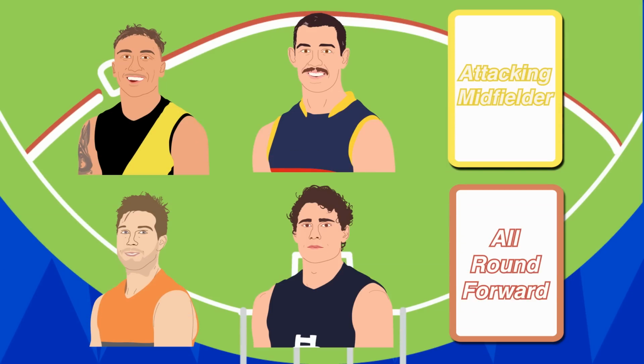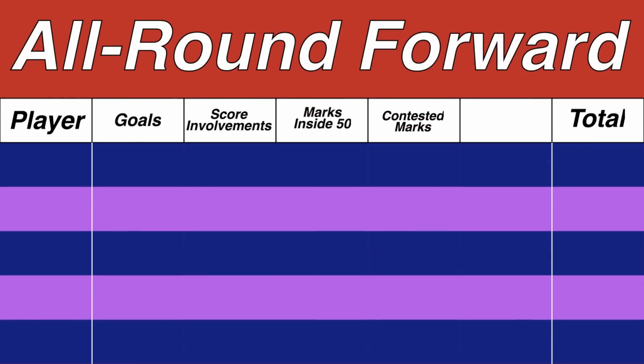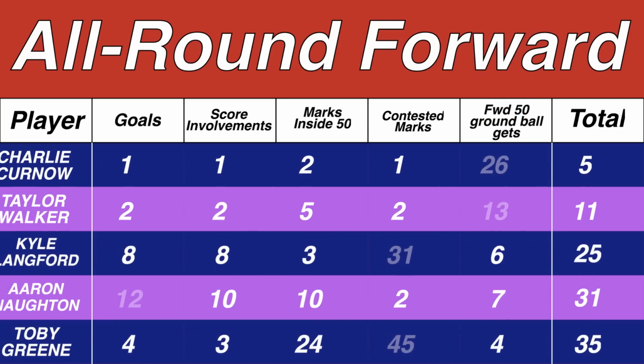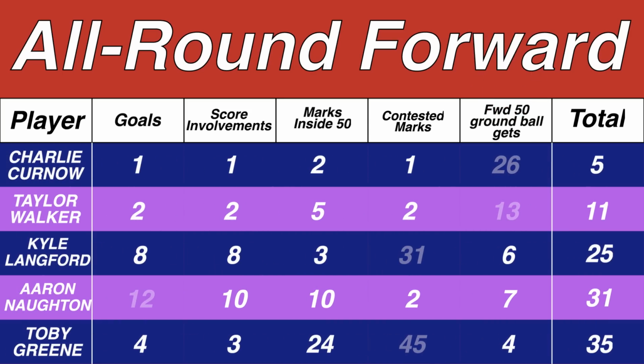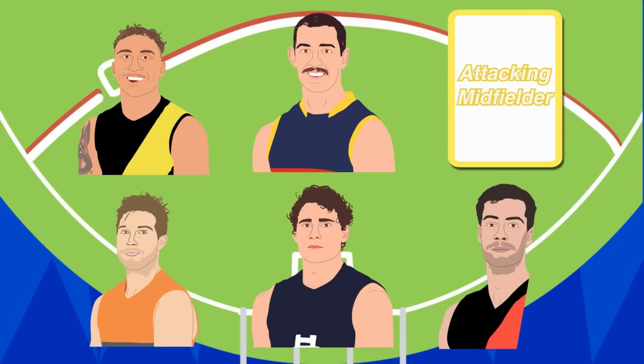The other forward pocket would go to the best of the rest. Both key forwards and forwards were eligible, and the stats used were goals, score involvements, marks inside 50, contested marks, and forward 50 ground ball gets. The big boys dominated again, but with Walker and Curnow both already in the side, a breakout season from Kyle Langford saw him make the forward pocket.